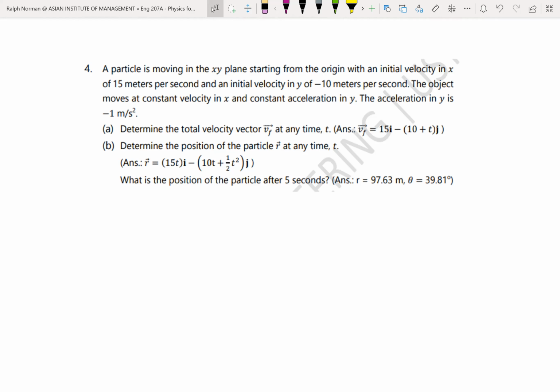Okay, you are to determine the velocity vector vf at any time t, and determine the position of the particle r at any time t. And then, of course, what is the position of the particle after 5 seconds and later?